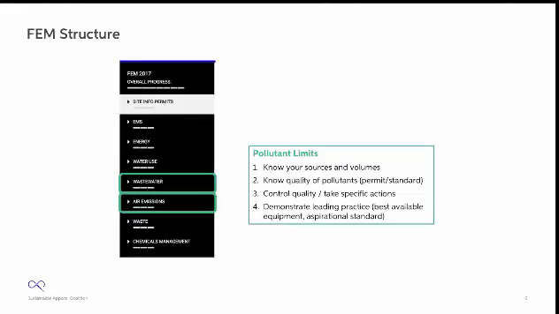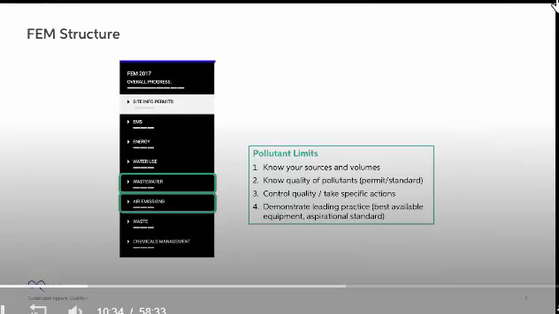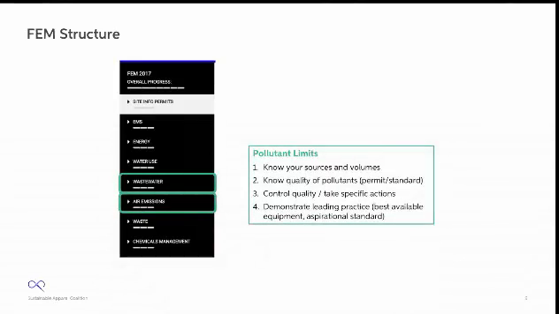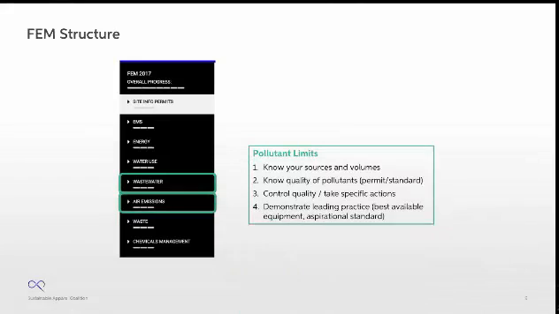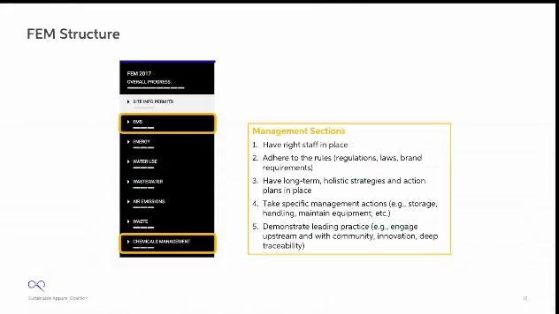Controlling your quality and taking specific actions to improve the quality of pollutants with regards to either wastewater or air emissions, and then demonstrating leading practices. So are you implementing new equipment that is helping reduce, for example, refrigerant use or something like that? So those are pollutant limits.